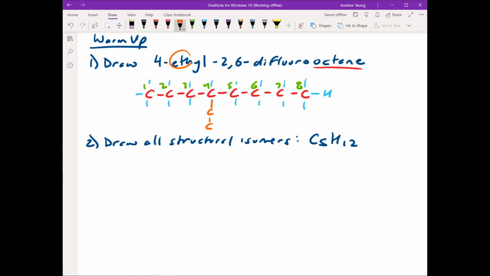Ethane would normally be C2H6, but remember I need to have one arm to actually hold on to the parent, so I could say that as C2H5. We'll see that a little bit more in today's lesson. Doesn't matter whether it's on top or bottom. And then the difluoro, this just means there's 2 fluorines somewhere in the picture. I should be able to find one of them at 2, one of them at 6. So at position 2, there's an F, and at position 6, there's an F.